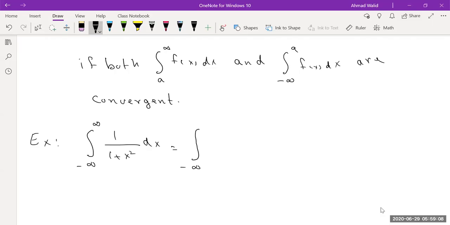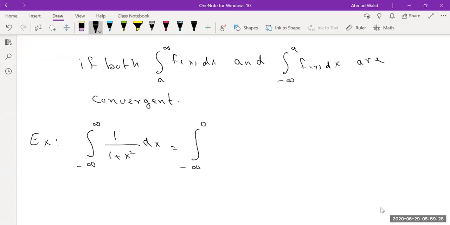What is the best number between negative infinity and positive infinity? The easiest number to put here as an upper bound, or what should be a? If I choose 0, correct? From negative infinity to 0, and from 0 to infinity.